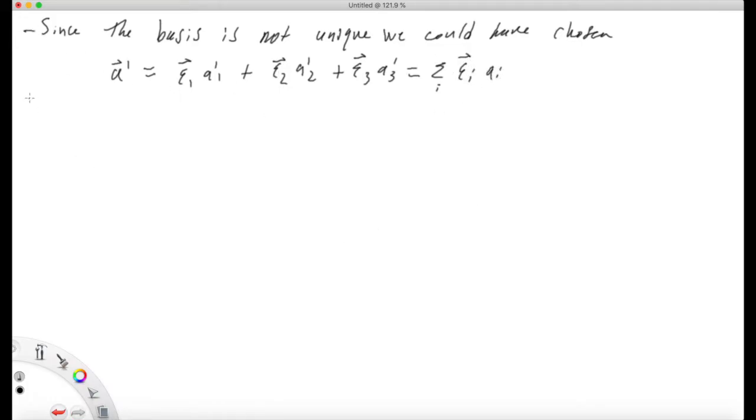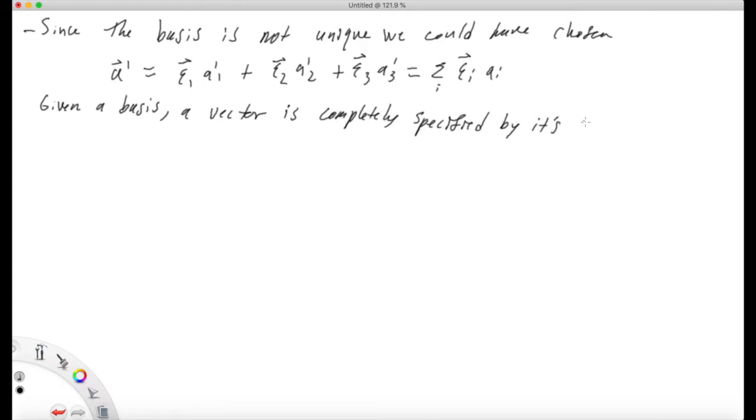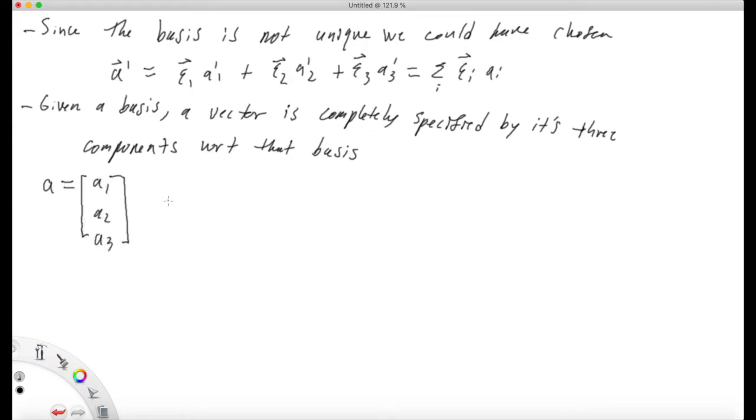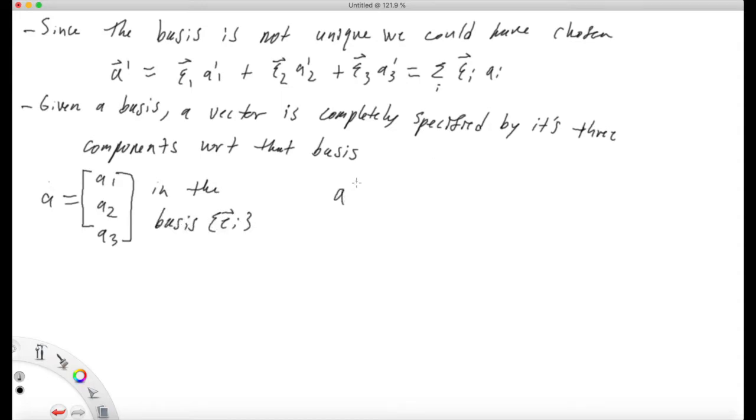So we can say, given a basis, a vector is completely specified by its three components with respect to that basis. So, for example, we've got this vector A, and then we have entries A1, A2, and A3 in a column vector, and it's in the basis e_i. And then say we have a vector A prime, and then we have entries A prime 1, A prime 2, A prime 3, and then it's in the basis epsilon_i. So we have different basis vectors, okay?